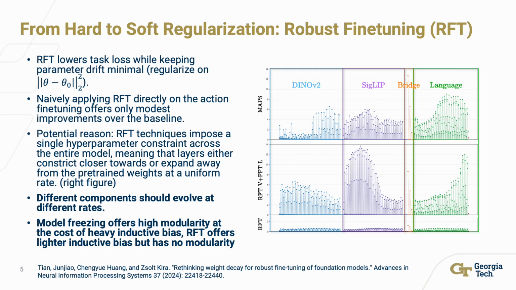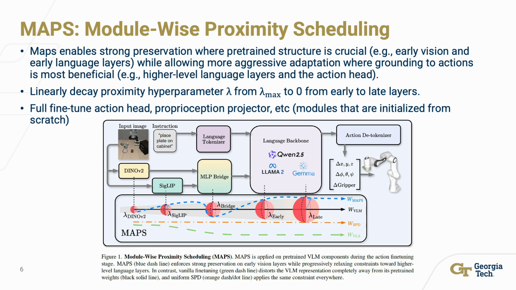As shown by the layer-wise L2 deviation from pre-trained weights, RFT applies a single global hyperparameter, causing all layers to drift from pre-trained weights at the same rate. This conflicts with our freezing study, which suggests that different components should adapt at different rates. This motivates our central question: how can we combine the modularity of freezing with the flexibility of RFT? We introduce MAPS, module-wise proximity scheduling, to capture the best of both strategies.